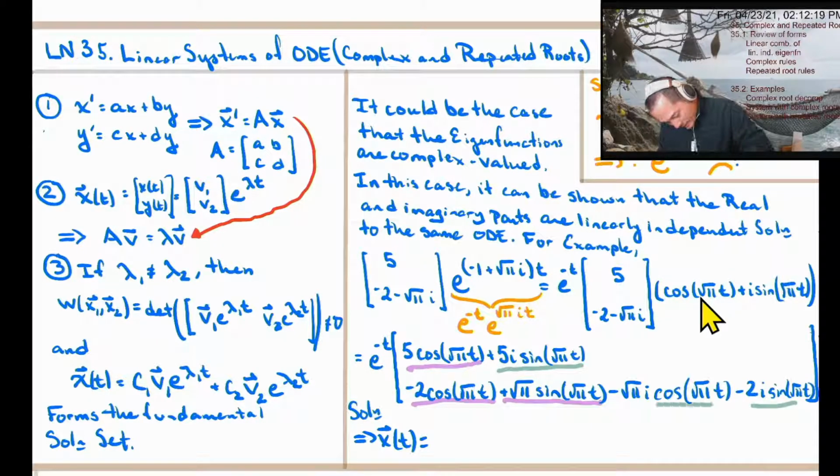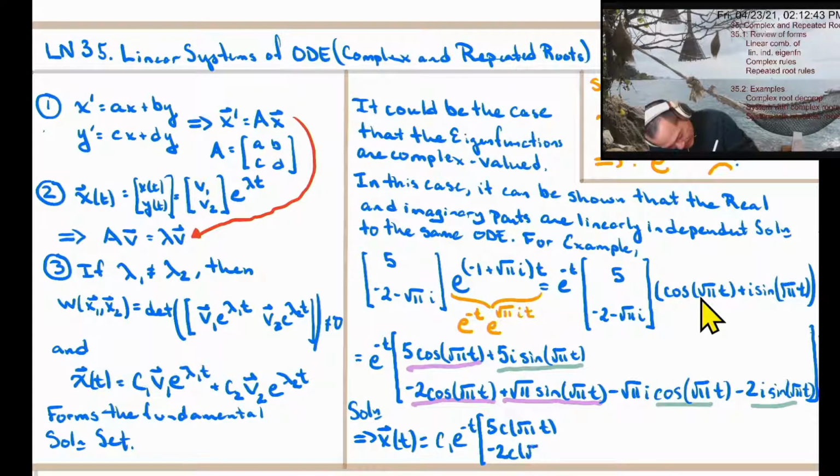solution. I grab all the green terms, that too is a vector solution, so I will get C1 e to the -t times, and then I'm running out of horizontal space. So instead of writing cosines as COS, I'm just going to write a C. So I'm going to get 5 cosine square root of 11t. And then in the second component, I'm going to get -2 cosine square root of 11t plus the square root of 11 sine square root of 11t.